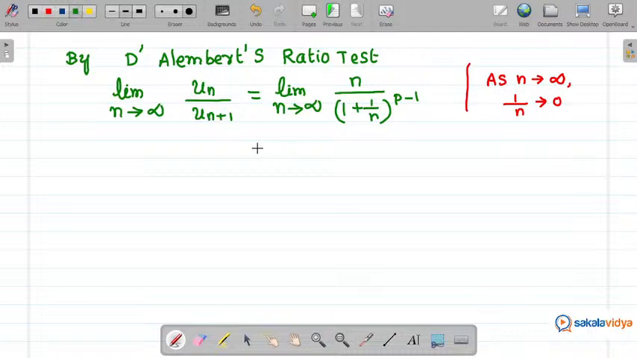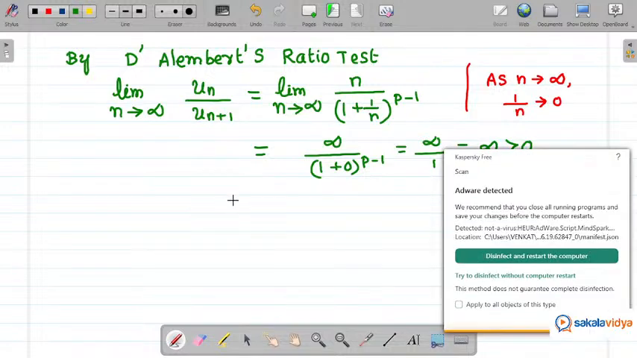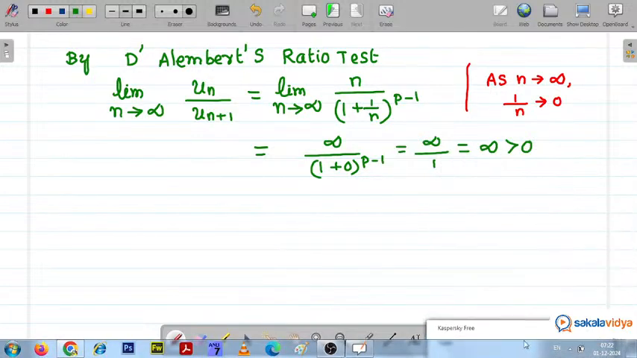So, we have here infinity divided by 1 plus 0 whole to the power of p minus 1. That is equal to infinity by 1 plus 0, 1 to the power of something is 1, that is infinity itself only. Infinity is a positive infinity, so always greater than 0. So, as per D'Alembert's ratio test, limit n tends to infinity un by un plus 1 greater than 0 is convergent, less than 0 divergent, equal to 0 test fails. So, you remember only one thing, by D'Alembert's ratio test, limit n tends to infinity un by un plus 1 is equal to L, which is greater than 0.